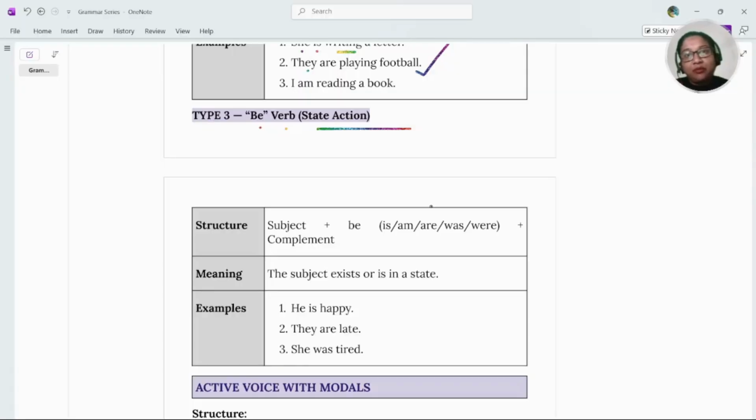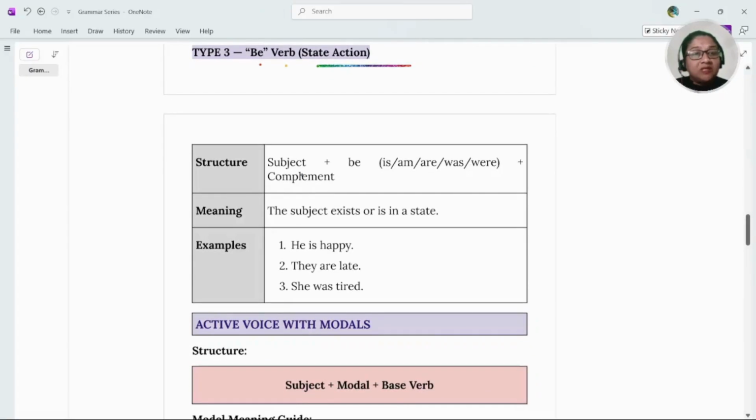Stative verbs are verbs when a person feels something like happy, angry, anxious, sad, emotional, things like this, or feelings. All right, feelings. So, what is the structure when this happens? The structure of your sentence is like this. Look at the screen. That is subject, be. Be means these auxiliary verbs, that is, am, are, was, were, plus a complement.